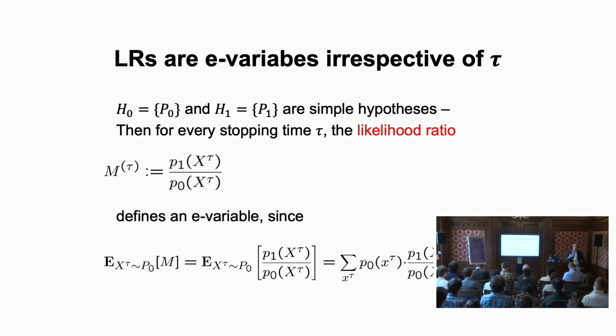So likelihood ratios, including Bayes factors with a simple null, are e variables irrespective of tau. That's actually something I used when I said before you can decompose them as a product of things. That is reflected in this. You can take any stopping time you like. If you look at the expectation of this thing under the null and you have a simple null, then you get this cancellation again. And you get 1 because the sum of all outcomes of a random variable has to be 1. So if the null is simple, then likelihood ratios, Bayes factors are e variables for any stopping time.